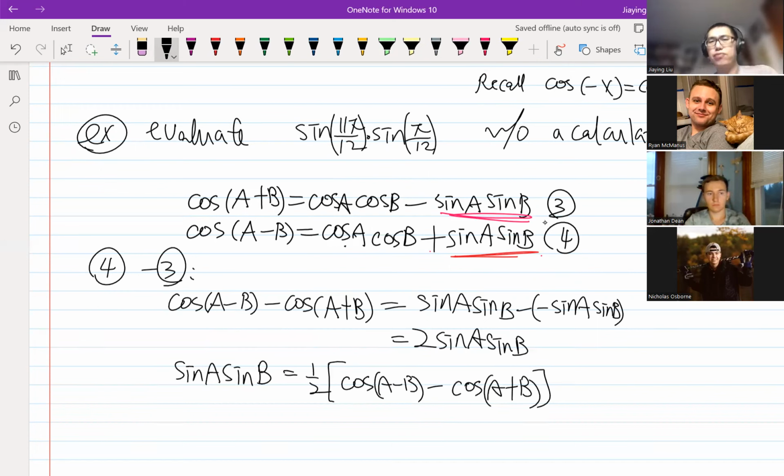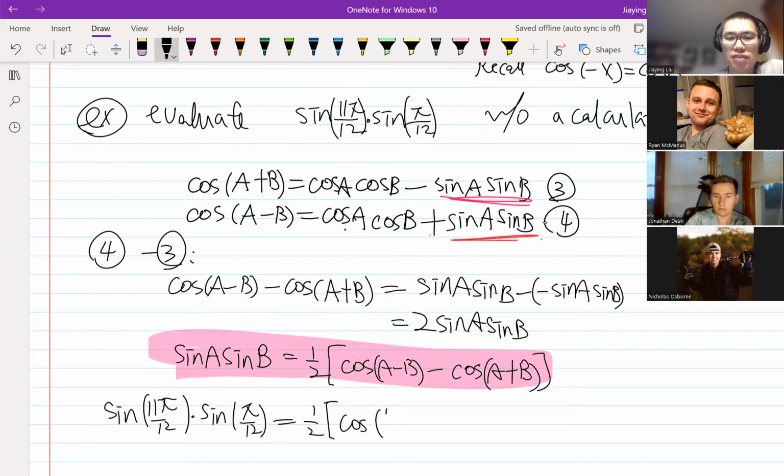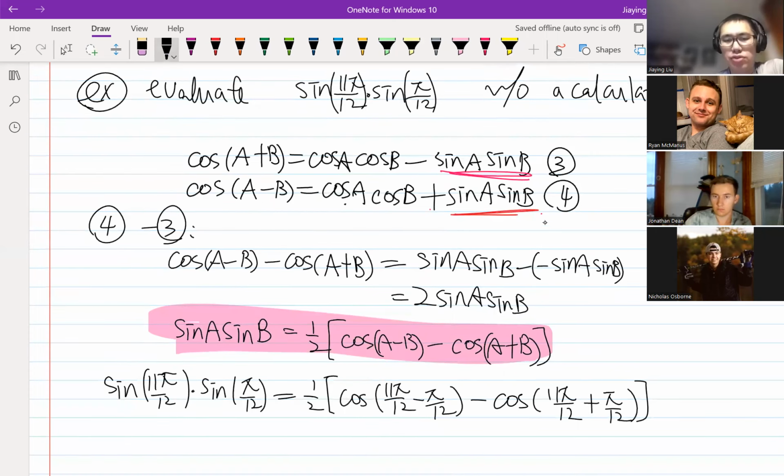Now you can memorize it, or, like me, just look at where they come from. And now we can apply this formula to the problem, which says sine 11 pi over 12 times sine pi over 12. We're going to take this and put it in there. So that becomes 1/2 cosine of A minus B, where A is 11 pi over 12 minus pi over 12, minus cosine of A plus B, 11 pi over 12 plus pi over 12. At least one of them is extremely easy now.